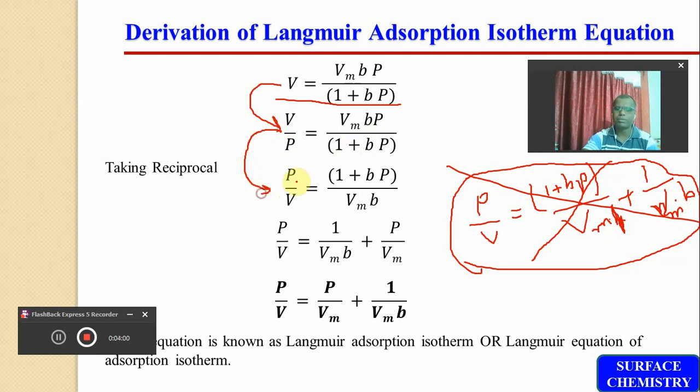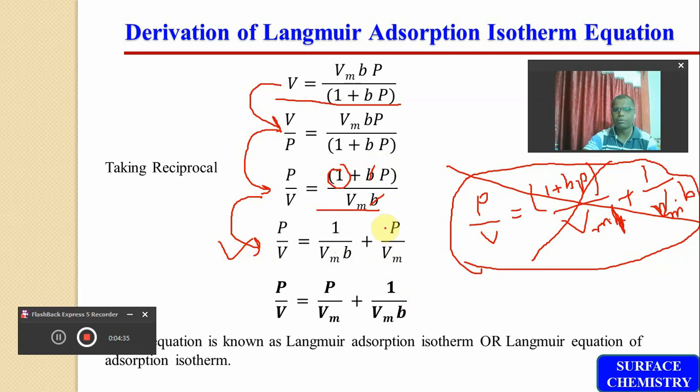It's very simple. P will be at the numerator, V will be at the denominator, and simply we are getting the equation P upon V is equal to 1 plus B into P divided by Vm into B. And after simplification, this will be simply like this: P upon V will be equal to 1 divided by the denominator Vm into B plus B, this B will get cancelled, and simply P upon Vm.